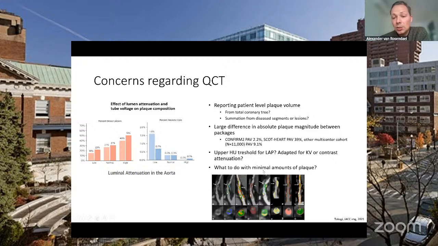And also what to do with the minimal amount of plaque. So when you have your patient, you give him a CT scan and he has only 10 cubic millimeters of plaque. Is that patient at risk? Should we treat it? Or is that so little plaque that actually it's the same as a normal CT scan? Is the plaque you see just noise picked up by the AI-QCT? So that's all things we still need to learn, but very important when you apply it for your patient.